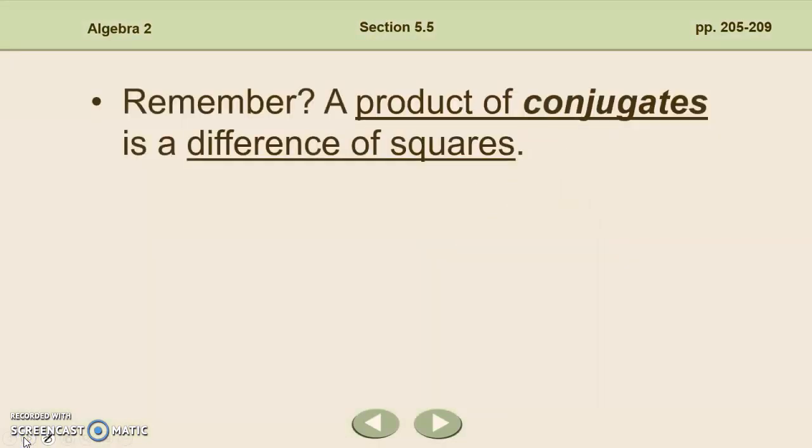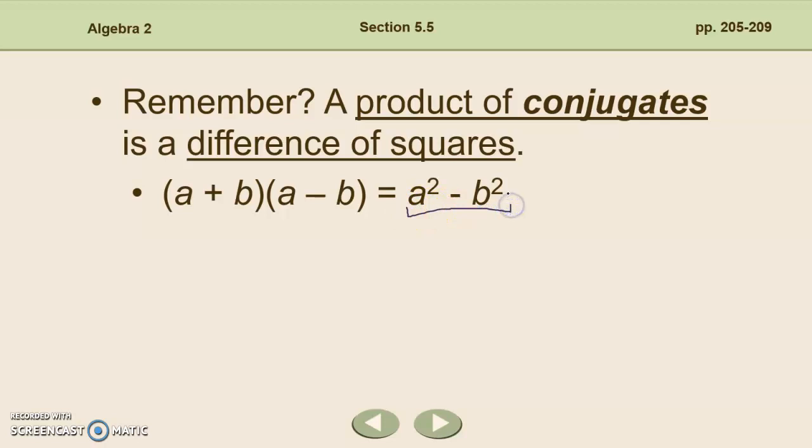Remember this, a product of conjugates is a difference of squares. So go back to what we've been looking at in factoring. If we have (a plus b) times (a minus b), we can take a shortcut and write a squared minus b squared. Or if we're factoring and we recognize that what we're factoring is already in a squared minus b squared, we can go ahead and factor by writing our two factors as a plus b and a minus b. So that was our difference of squares. And we said that a sum of squares we couldn't really factor without imaginary numbers.